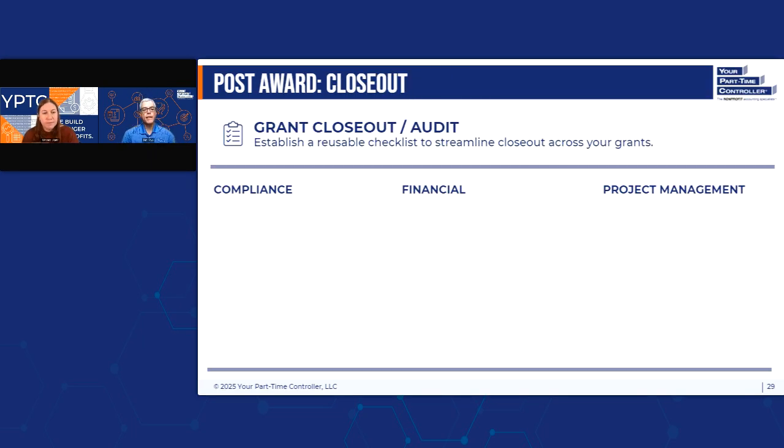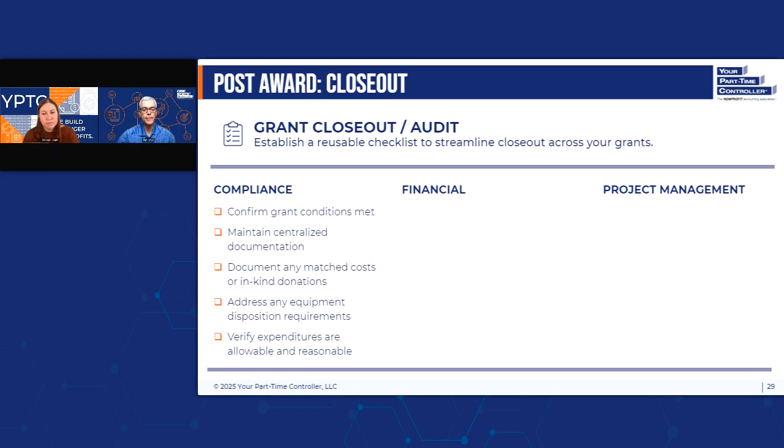Now let's talk about the closing out of the grant. You want to use your checklist as a template for every grant award to create consistency and help your organization stay audit ready. Again, we've broken it down into 3 categories: compliance, financial, and project management. On the compliance side, start by confirming all grant conditions have been met. This includes any special requirements from the funder.